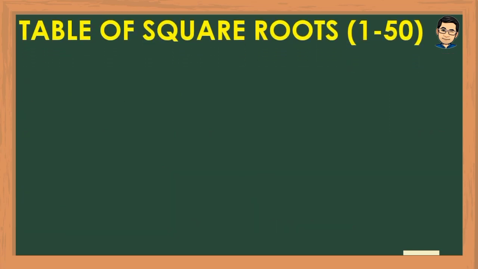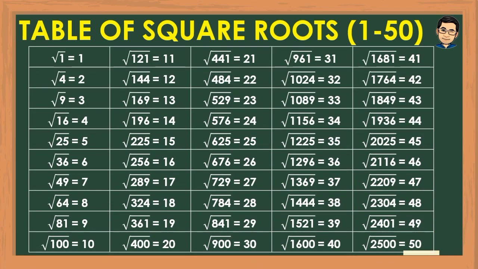So meron tayo ditong table of square roots. So 1 to 50 lang yung mga naka-prepare, para maging guided kayo sa mga perfect squares na sinasabi ko kanina. Like for example, if I will ask you to find the square root of 729. So kapag kabisado natin yung mga square roots, madali lang po nating i-determine kung rational or irrational yung principal root.